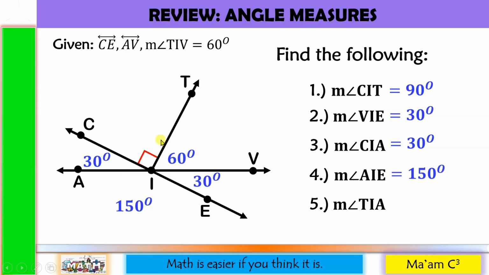Last one, TIA. If this is 90 and this one is 30, 90 plus 30 is 120. So 120 degrees. To check, let us add all the angles here. It should be equal to 360 degrees. 30 plus 90 is 120, plus 60 is 180, plus 30 is 210, plus 150 is 360. One complete rotation, one complete angle, 360 degrees.